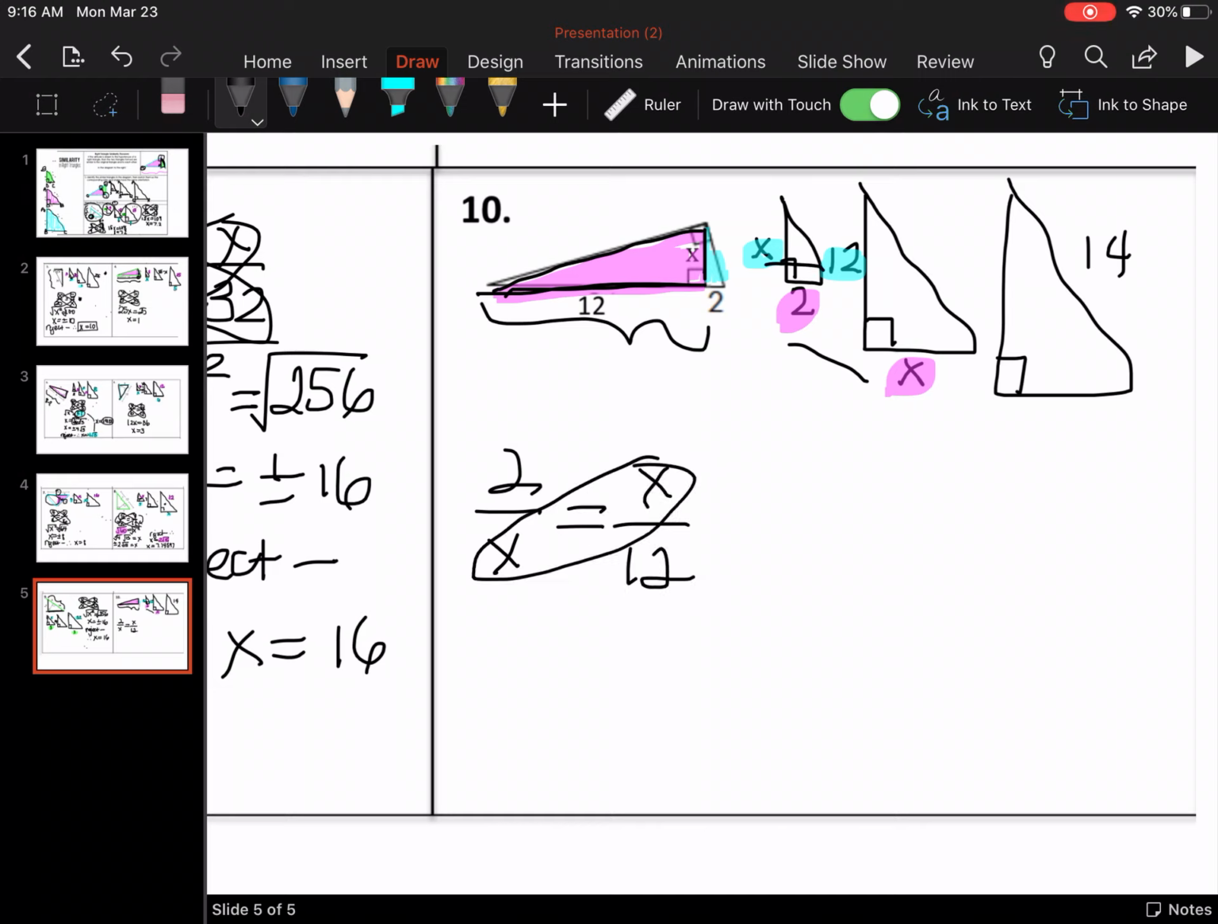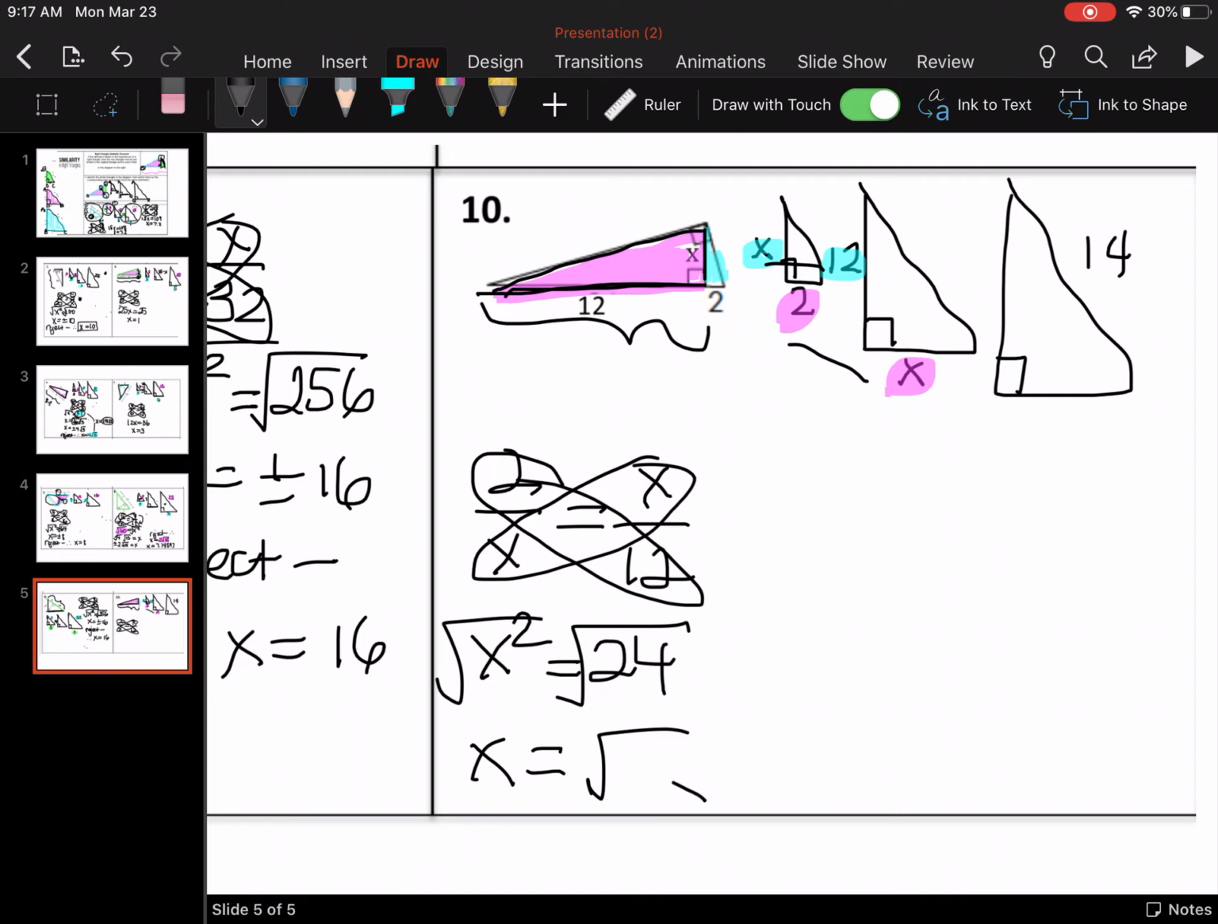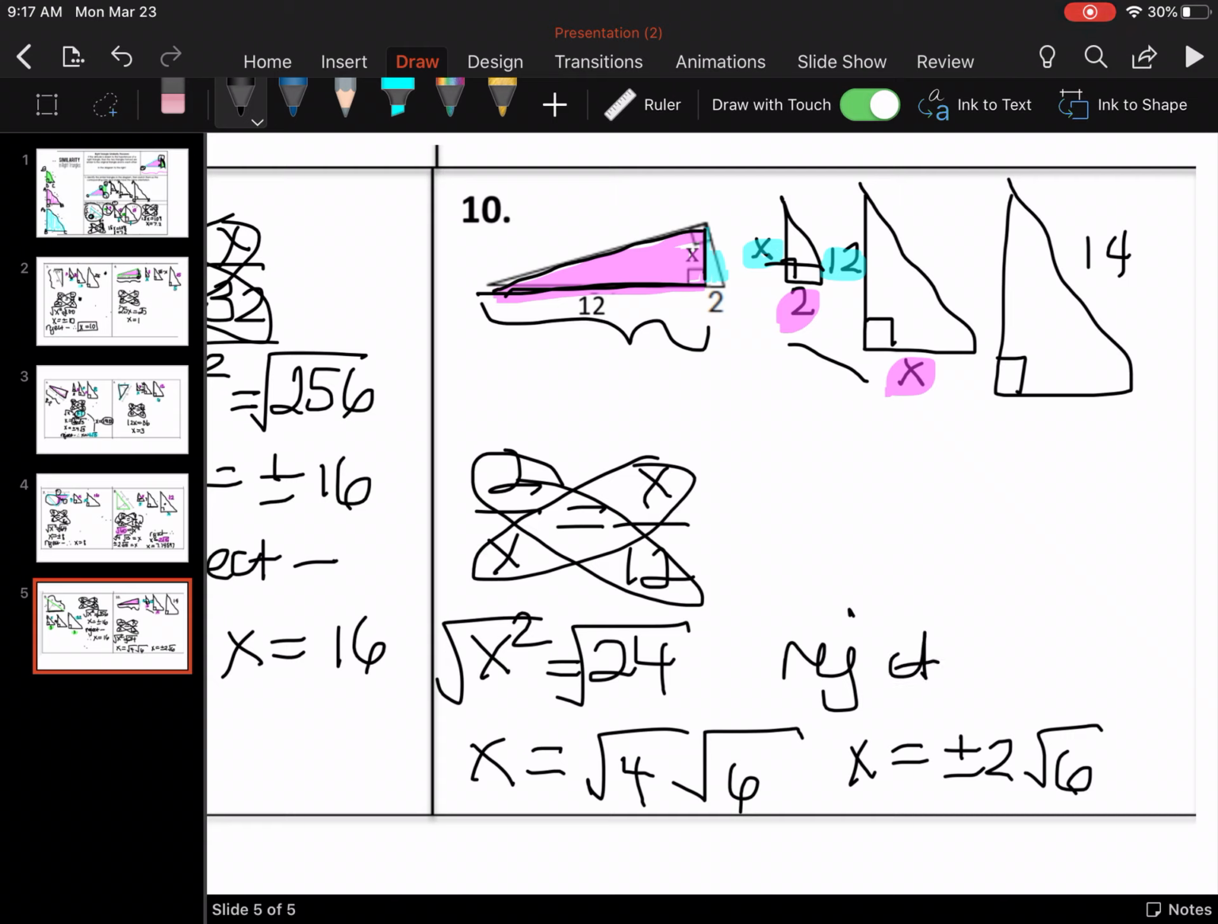Last cross multiplication. X times x, x squared, 12 times 2, 24. Opposite of squaring is square rooting. Uh-oh, 24 is not perfect. So we're going to break it down. Two numbers that multiply to 24, one of them a perfect square, is 4 and 6. Okay, square root of 4 is going to give me plus minus 2. Rad 6 stays rad 6. We reject the negative. Therefore, x is 2 rad 6.